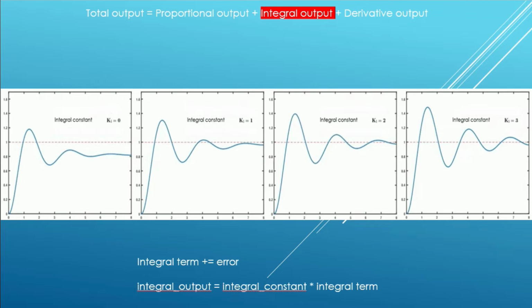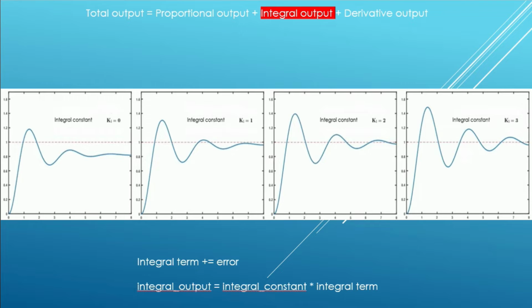As you can see, as the integral constant increases, the offset between the control variable and the set point is eliminated. You'll also notice that the stability of the control variable decreases with an increase in integral constant. Here again, this is why during the tuning stage, we have to pick an integral constant that reduces the offset while minimizing the control variable oscillation.